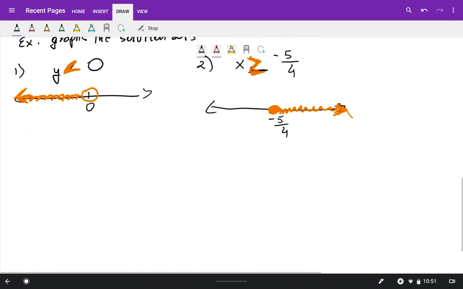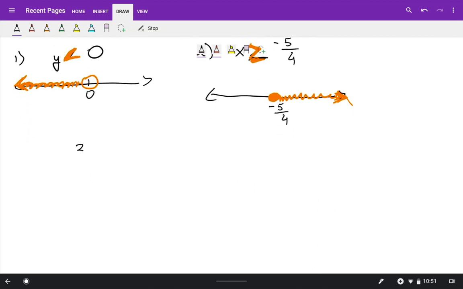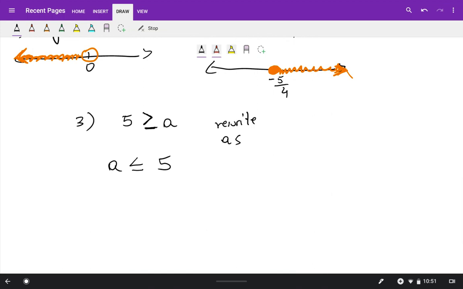Next one, number 3. You may have to graph an inequality like 5 is greater than or equal to a. What I recommend is that you rewrite it as a is less than or equal to 5. If you read from right to left, you will read that a is less than or equal to 5. They are equivalent, they mean the same thing. But I recommend that you keep your variable on the left side.